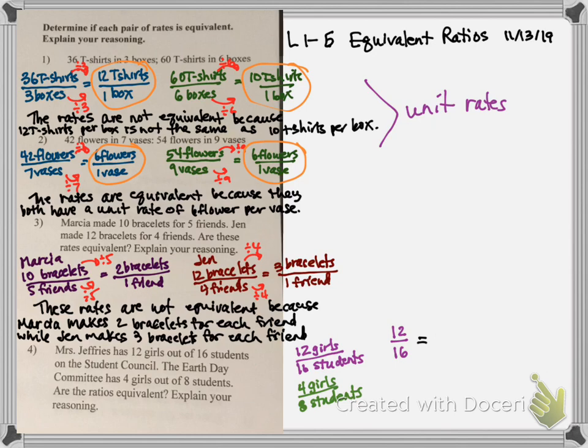So this is the one that I said, wait till you see this one. Okay, now what we're going to do is look individually at the denominator and see if we can get the first denominator to become the second denominator, and then we're going to test the numerators. Okay, so here we go. Are you ready for this? Let's see. To get from 16 to 8, I can divide by 2. To get from 12 to 4, I can divide by 3. Guess what? Dividing by 3 is not equal to dividing by 2.